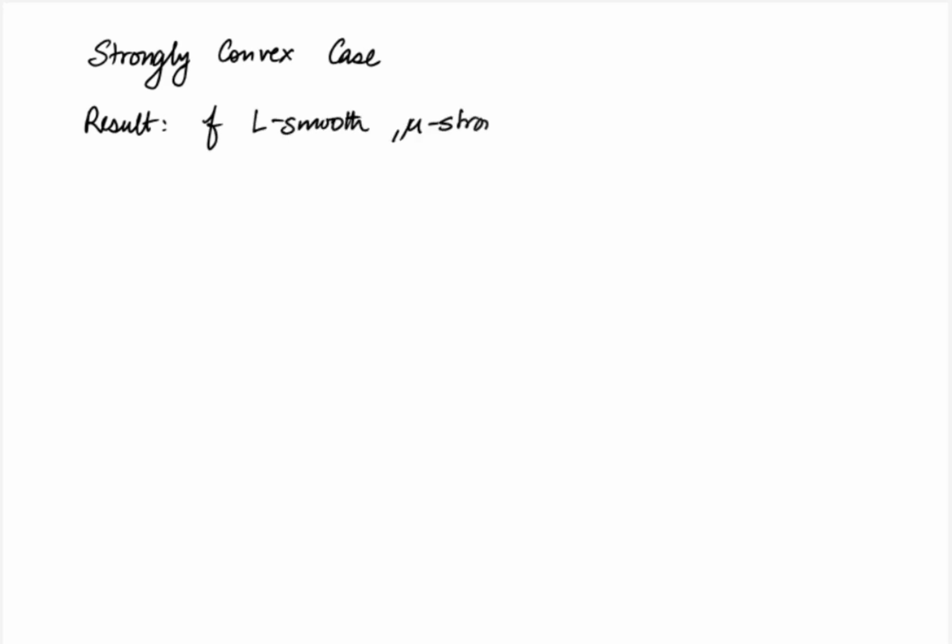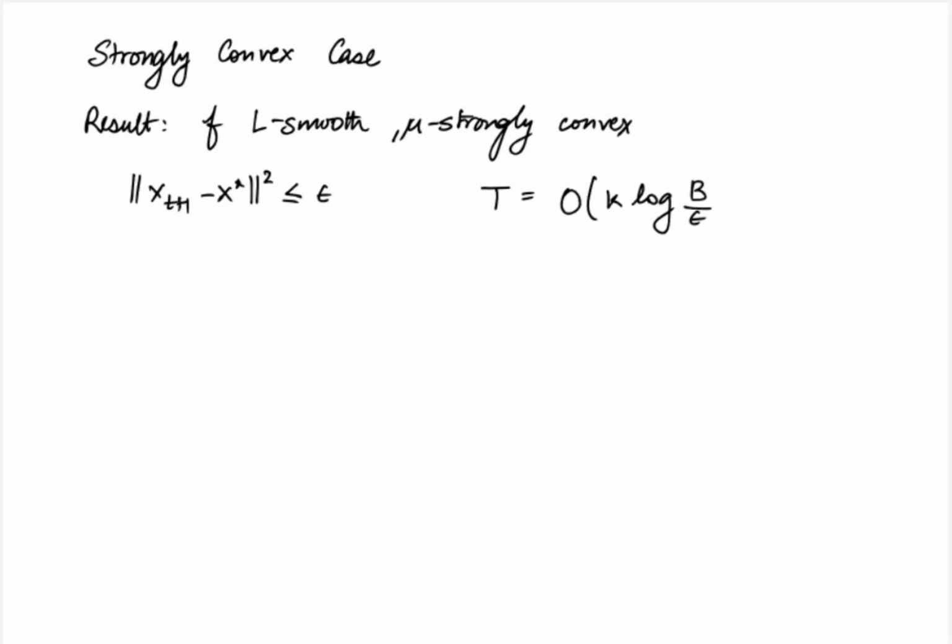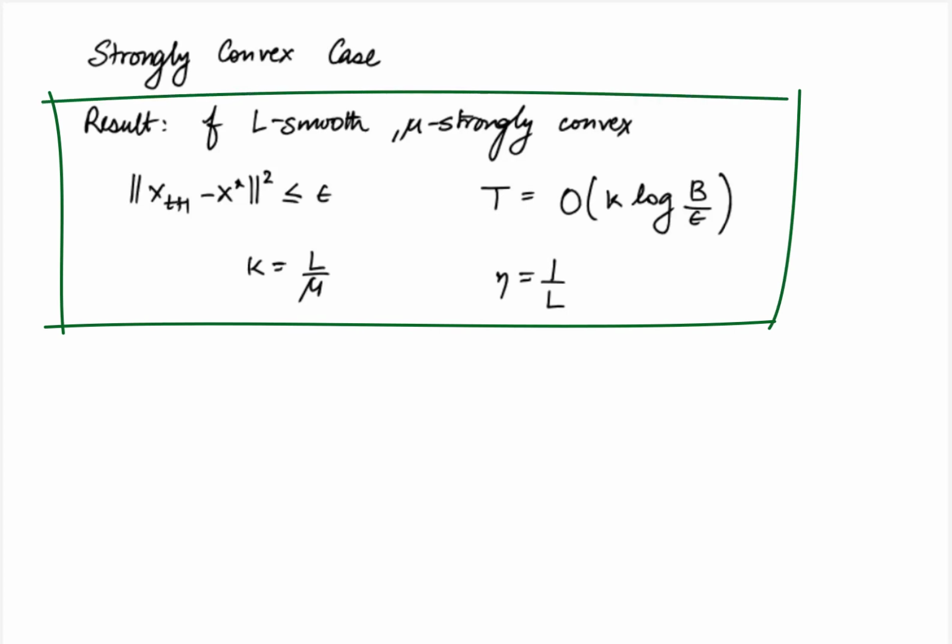Coming to the smooth and strongly convex case, we have the following result. Under the assumptions that f is L-smooth and mu strongly convex, the oracle complexity to ensure that the squared distance from the optimum, norm of x_{t+1} minus x star squared, is less than epsilon is given by T equal to order kappa log(1/epsilon), for the choice eta equal to 1 over L. Again, the result is similar to what we had in the gradient descent case.